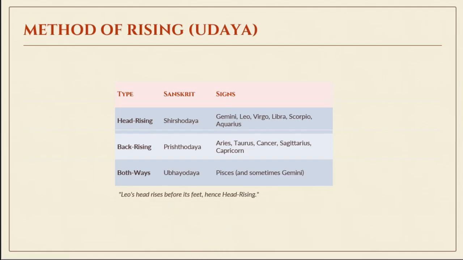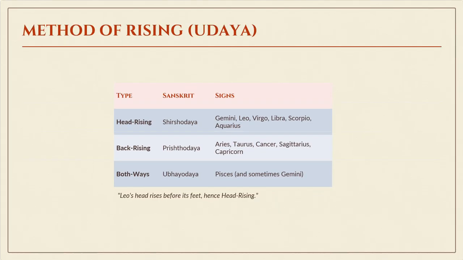Okay, so there are some Rashis which are head rising. There are some Rashis which are tail rising, and there are some Rashis, sometimes Gemini and mostly Pisces, which are both rising, like head and tail. They are rising parallelly, so it is difficult to tell whether it's head rising or tail rising. So this is one way of classification of Rashis.